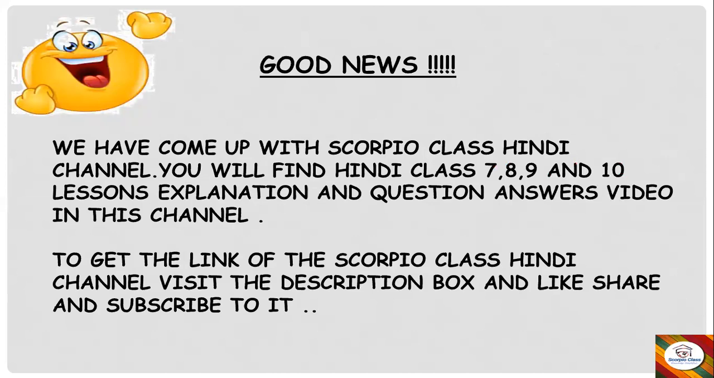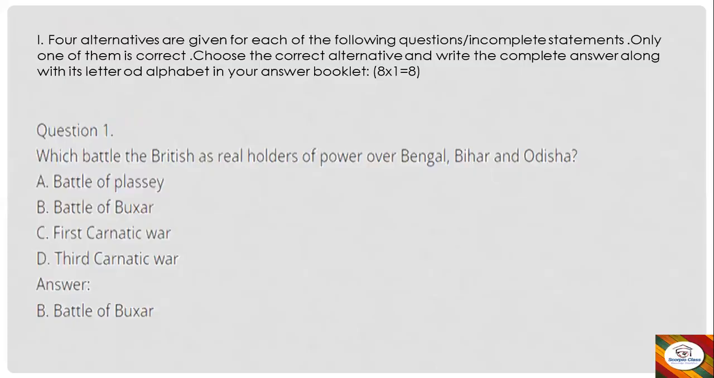Now let's move ahead and start with our model question paper 2. So first main here: 4 alternatives are given for each of the following questions or incomplete statements. Only one of them is correct. Choose the correct alternative and write the complete answer along with its letter of alphabet in your answer booklet. You have 8 questions of 1 mark each, which equals 8 marks. These headings are exactly as given in your question paper. Okay, so question number 1.